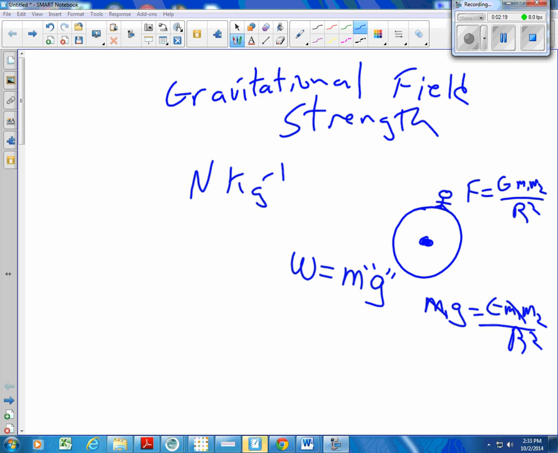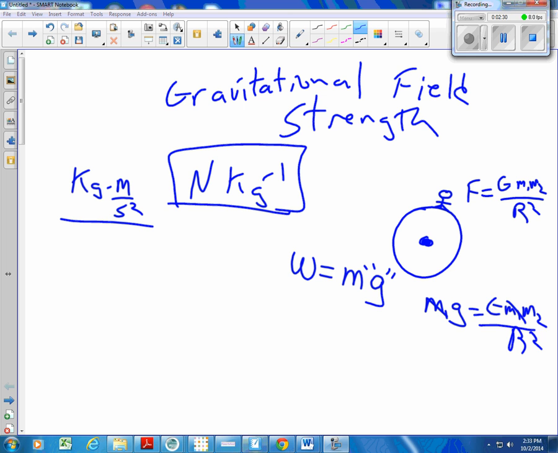Now, if you look at this set of units right here, this is nothing more than the units of acceleration, because a newton is a kilogram times a meter per second squared, and then you divide it, that's per kilogram, so over kilogram, and then the kilograms cancel out. So when they give you a g value for a planet, they're actually giving you the gravitational field strength for that planet, and how many newtons would pull on a 1 kilogram mass in that particular case.